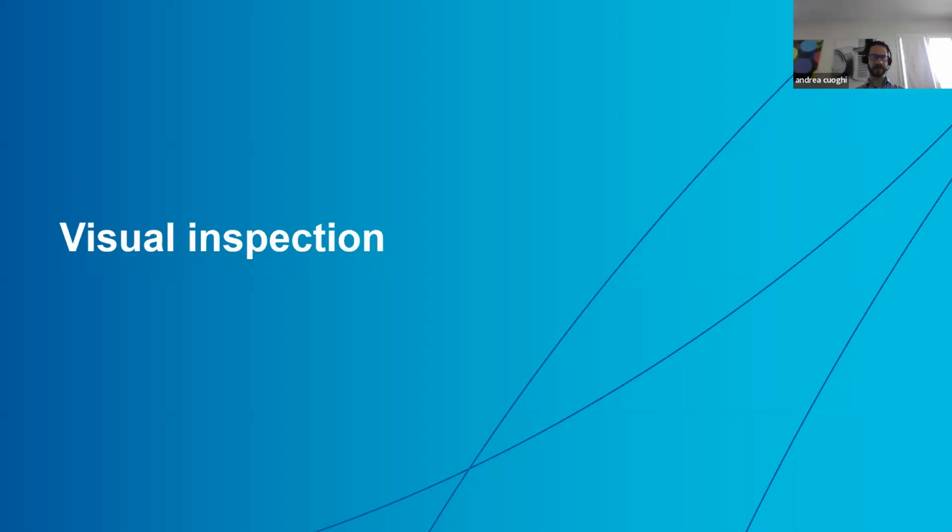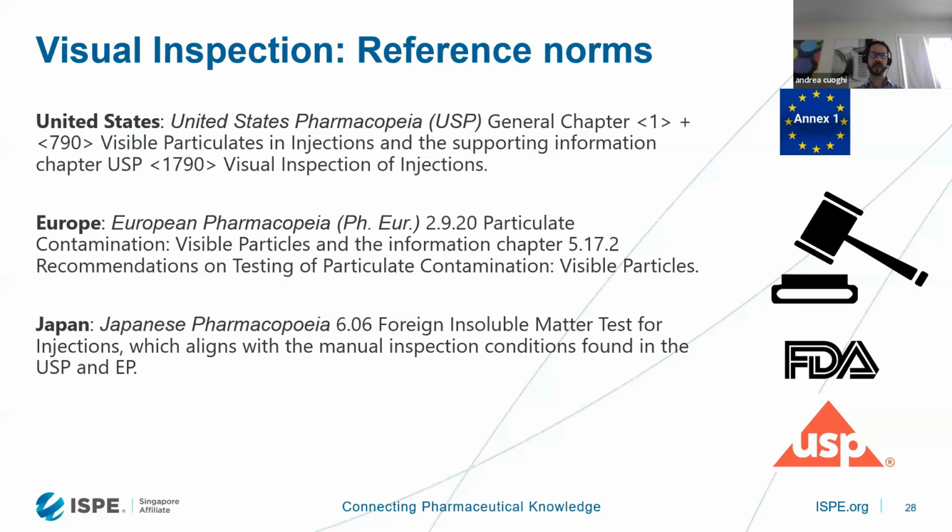Okay, so I take another time the speech. We have now finished the part of CCIT, and we face another very important part of the inspection to be done on this kind of packaging and drugs, and this is the visual inspection. Let's start again from the rules, from the norms that are regulating the standards.